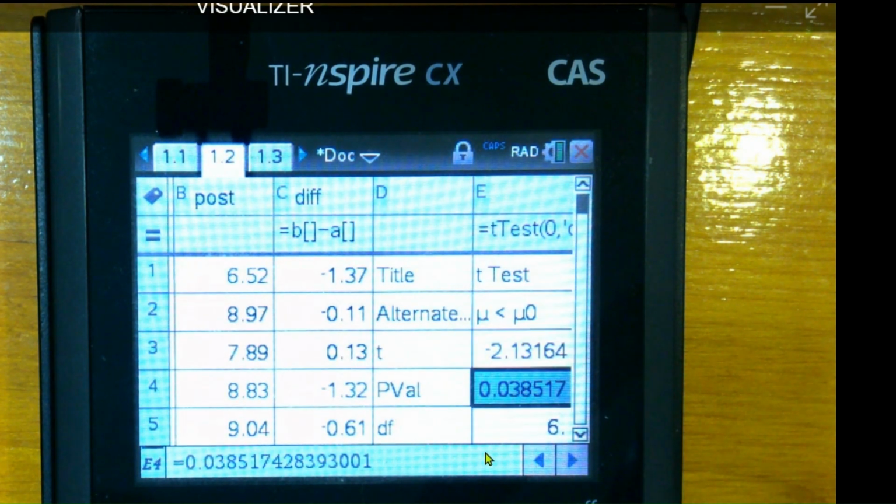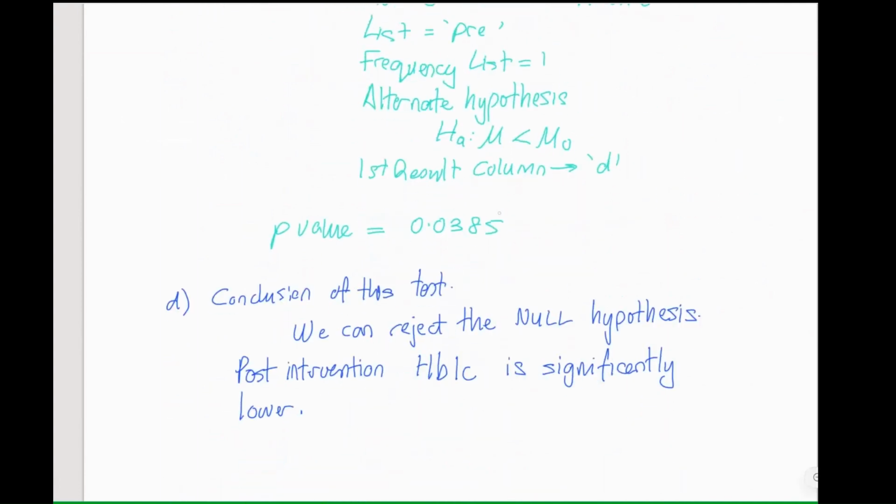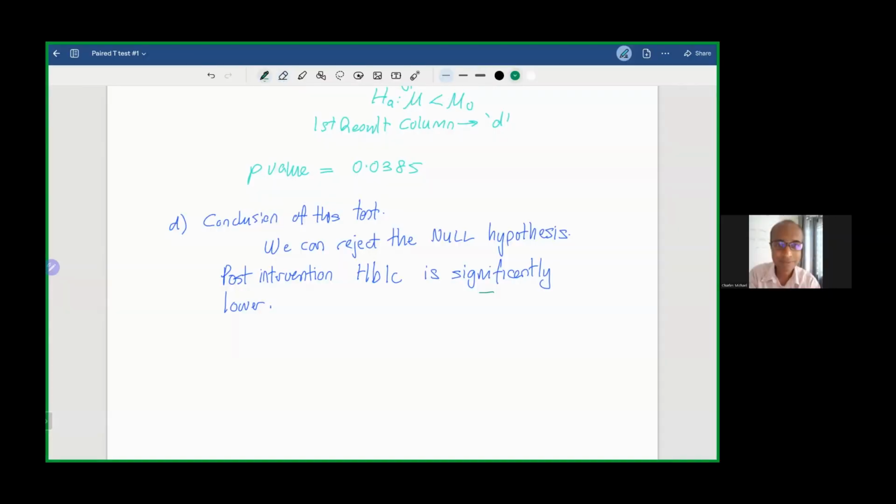Our p-value is 0.035. So finally, we have got a p-value of 0.038, or we can say 3.8%. And what is the conclusion we get from this test? The conclusion for this test is we can reject the null. Why can we reject the null? So 3.8% is less than 10%, and therefore it is significant.